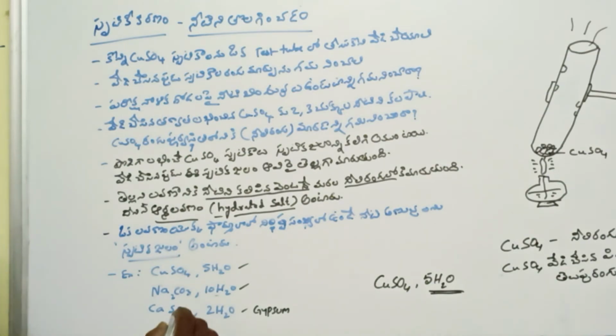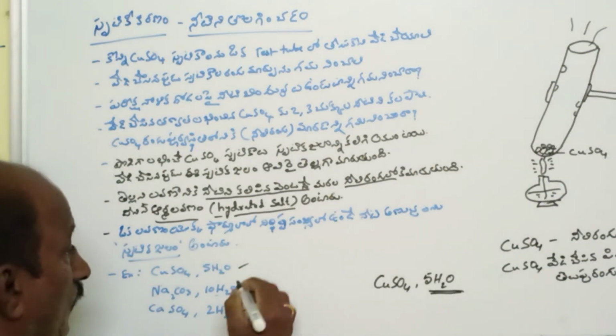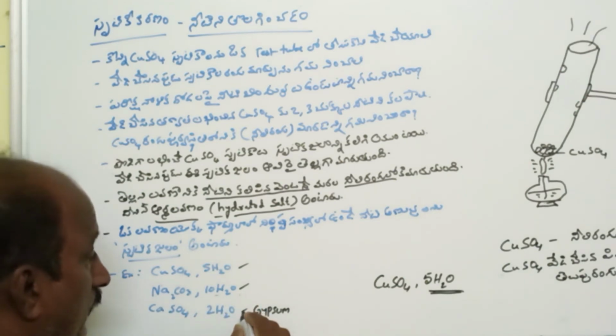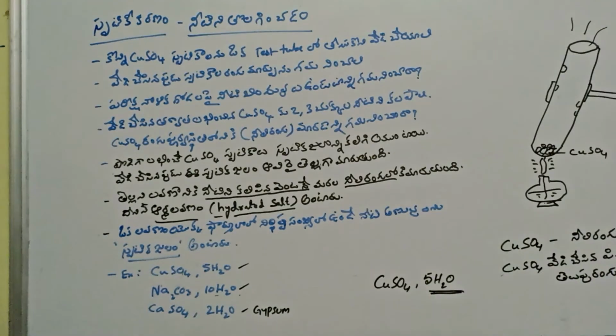Copper sulfate has 5 molecules of water, sodium carbonate 10 molecules of water, and calcium sulfate, gypsum, consists of 2 molecules of water. Okay, this is clear for you. If you go through that once again, it's easy to remember the chemical formulas. Copper sulfate and calcium sulfate are sulfate family crystal salts, and they have water molecules of 5H2O and 2H2O. Okay, thank you very much.